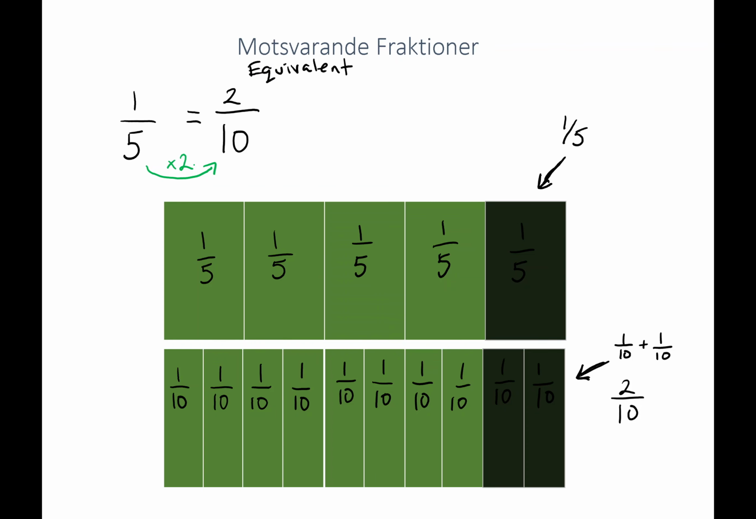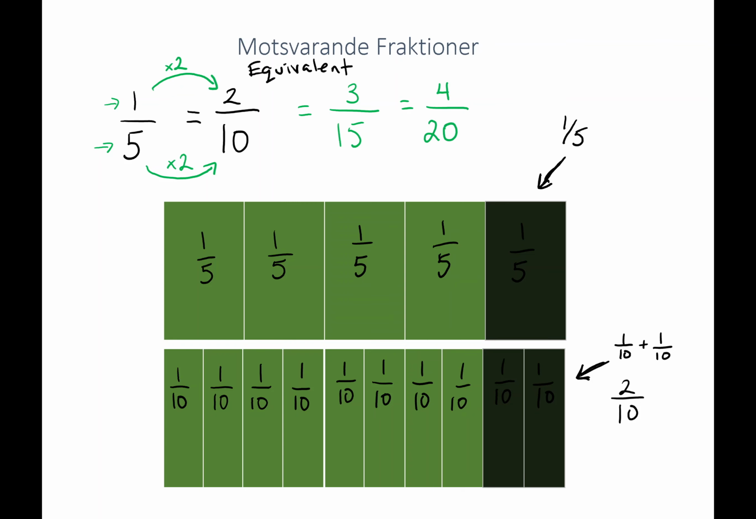And when we deal with fractions, whatever is done to the bottom of the fraction, we also need to do to the top of the fraction. So we know that 1 times 2 also equals 2, which gives 2/10. We can continue this pattern if we look at 1/5 and instead multiply it by 3. This will give us 3/15. If we multiply the numerator and the denominator by 4, for example, we'll have 4/20.